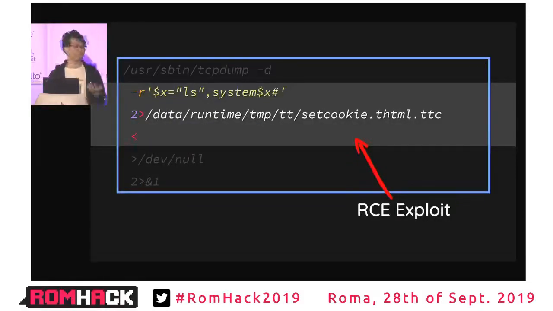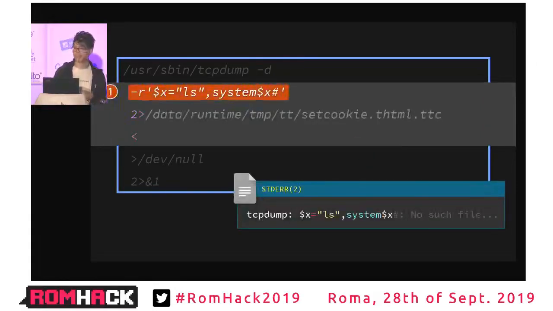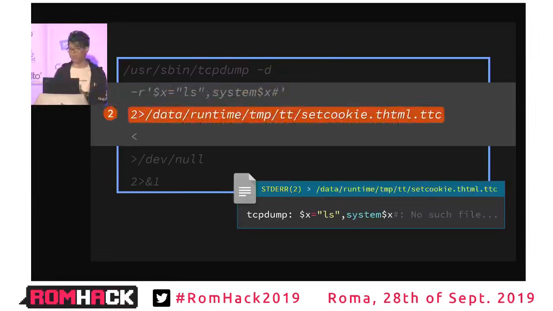So this is our final exploit. We will explain the payload one by one. The first is to make tcpdump open a non-existent file. The file name will be part of the error message in standard error. And then we redirect the standard error into the cache directory. Here we name the file setcookie.thtml.ttc.